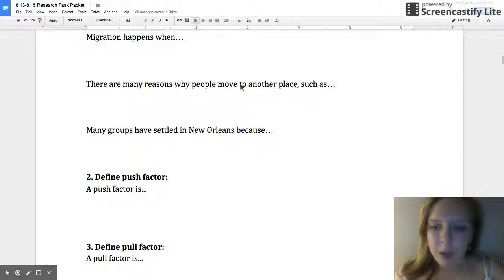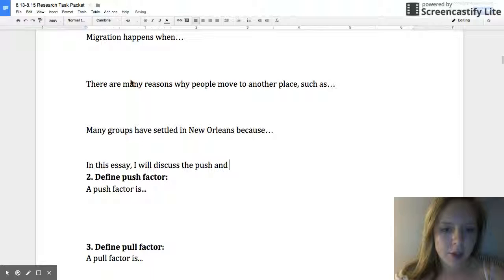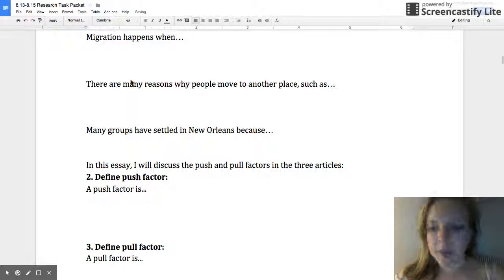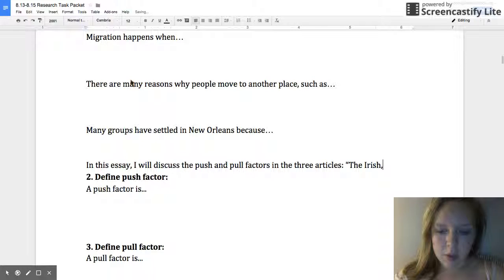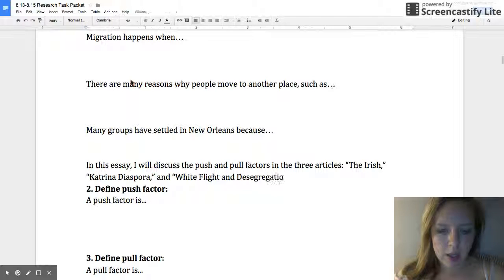All right. Then you are going to say, in this essay, I will discuss the push and pull factors in the 3 articles. And then list the articles. The Irish, Katrina diaspora, and white flight and desegregation.